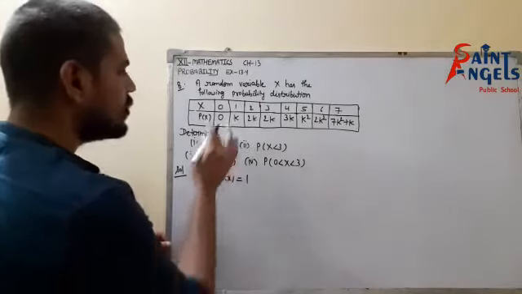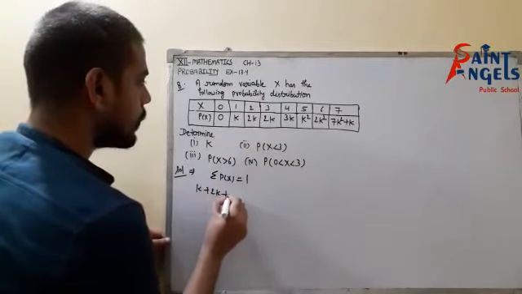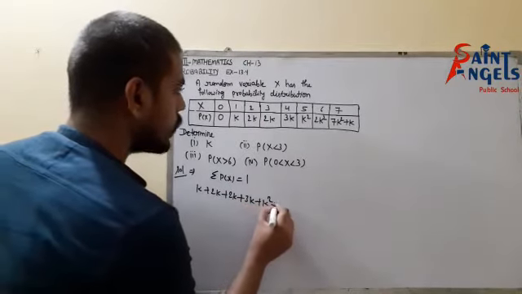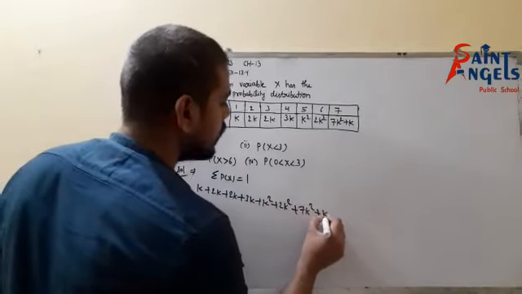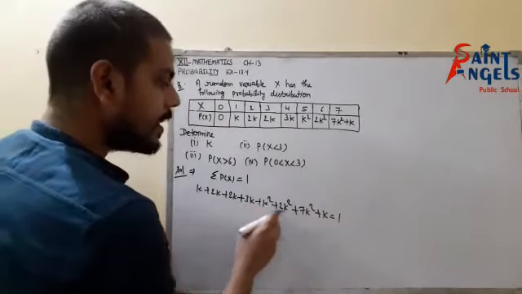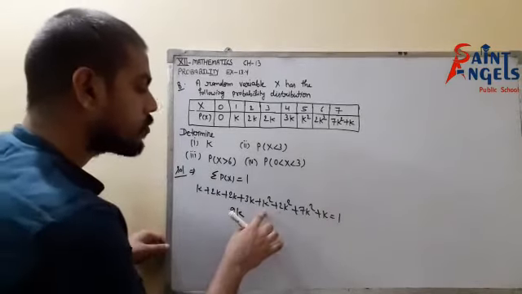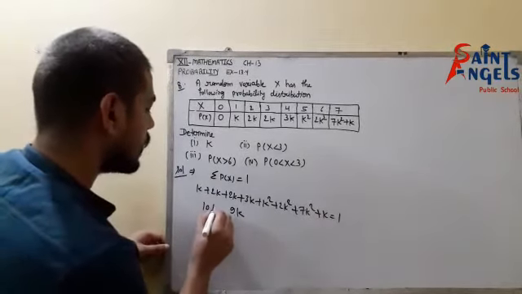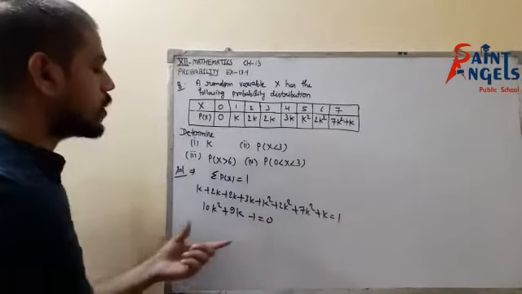So this is 0, and k plus 2k plus 2k plus 3k plus k square plus 2k square plus 7k square plus k is equal to 1. 3k, 5k, 8k and 9k. We have 9k, and k square plus 2, 3k square and 7, 10k square. So 10k square plus 9k minus 1 equals 0. This is a quadratic equation in k.